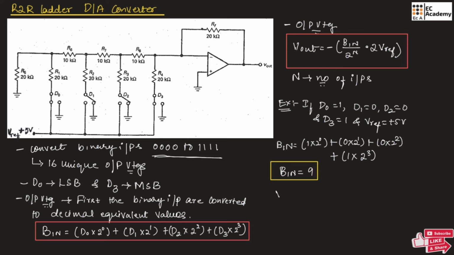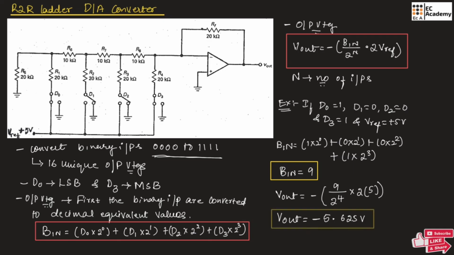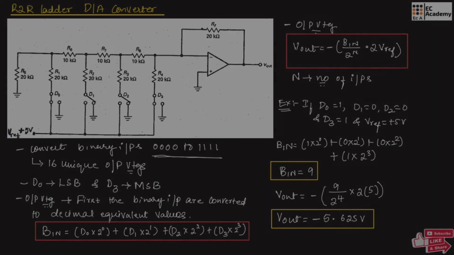Then we can find the output voltage V out, which is given as minus 9 divided by 2 to the power of 4, multiplied with 2 into 5 volts. If we solve this, we get the output voltage as minus 5.625 volts. So this is the output voltage value for the input 1001.